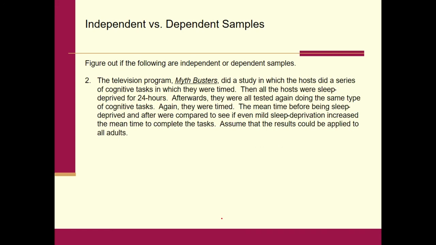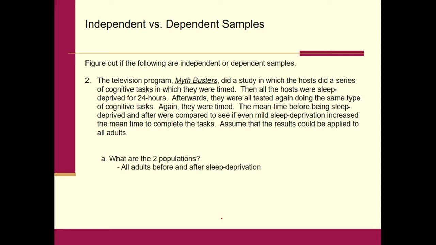All right, anyways, how about the second one? So there's a show that I used to watch called Mythbusters, and they did a study in which the hosts did a series of cognitive tests in which they were timed. Now, all the hosts were sleep deprived for 24 hours. Afterwards, they were all tested again doing the same type of tasks. Again, they were timed. The mean time before being sleep deprived and after were compared to see if even mild sleep deprivation increased the mean time to complete the task. So assume that the results could be applied to all adults.